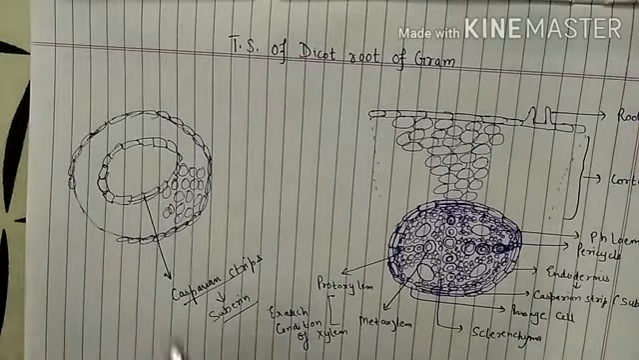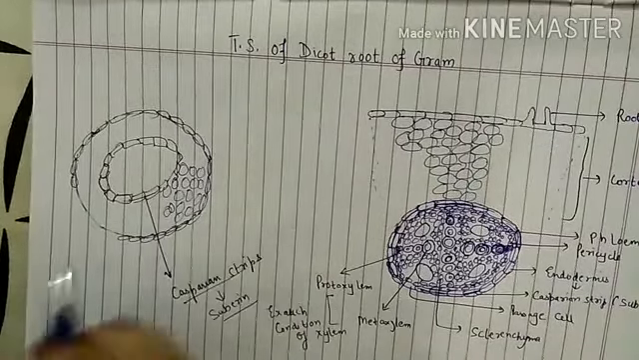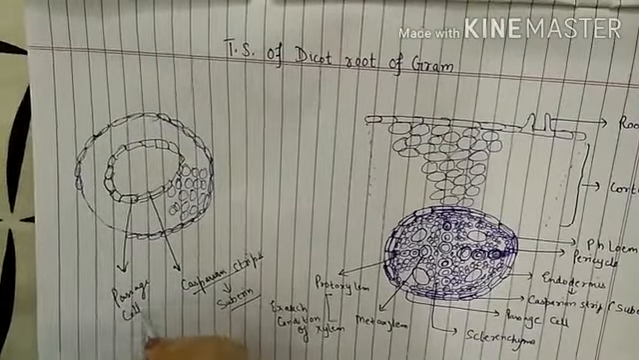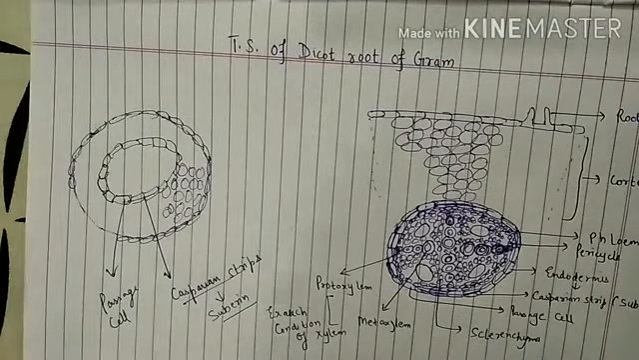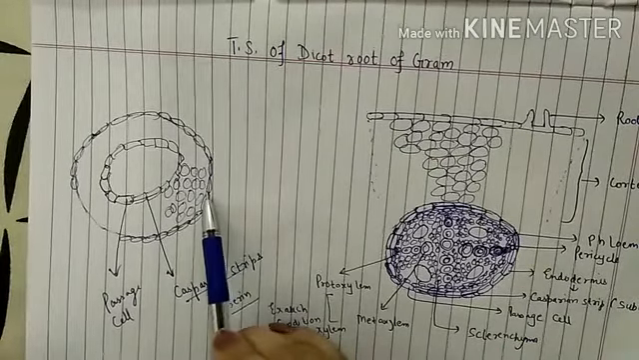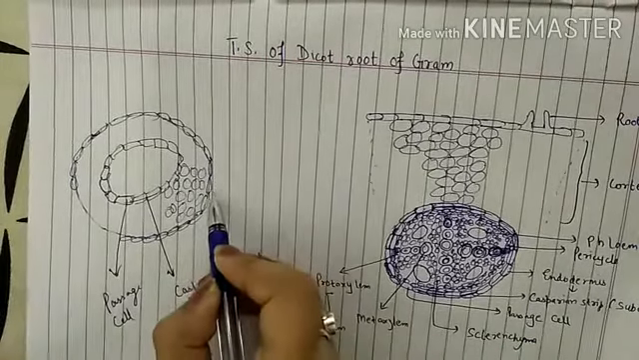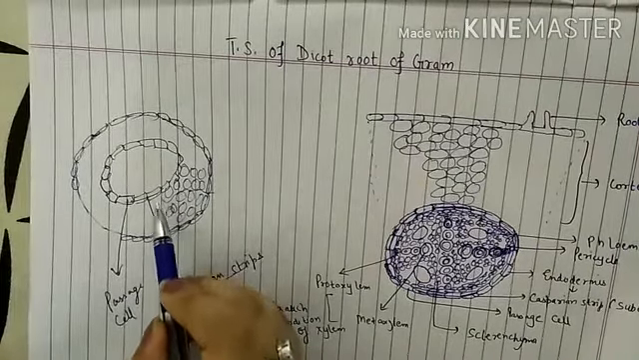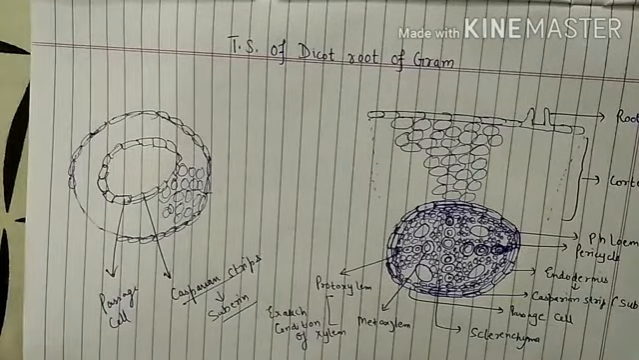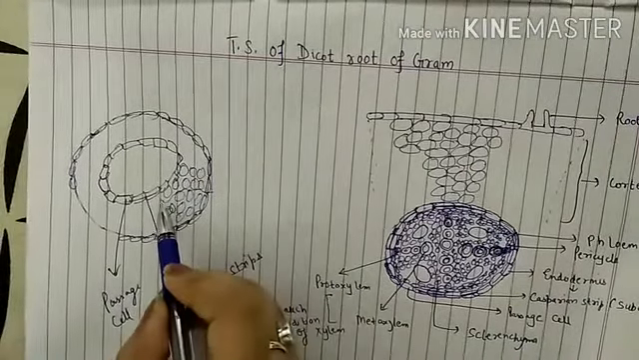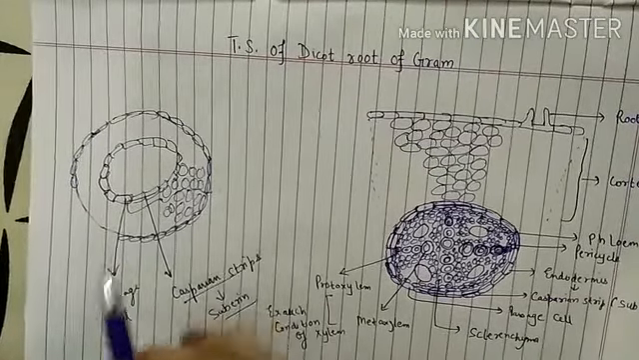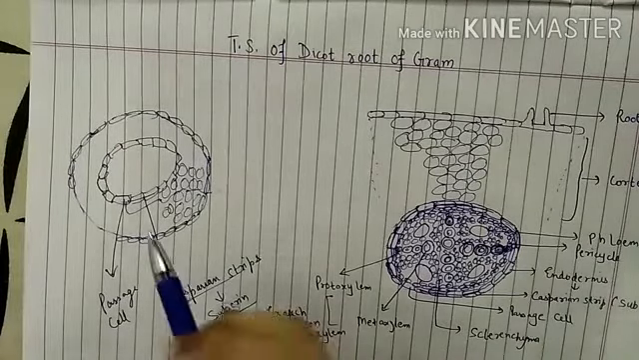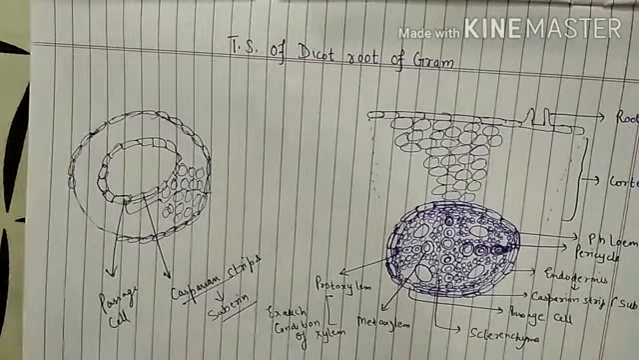Then there are some cells which are without suberin, and they are known as passage cells. So whenever the water passes from the epidermis or epiblema through the intercellular spaces, the Casparian strips will not allow the water to enter the further layers of cells. So the water will pass through the passage cell, which is without Casparian strips or suberin. So the water will enter from the passage cell.